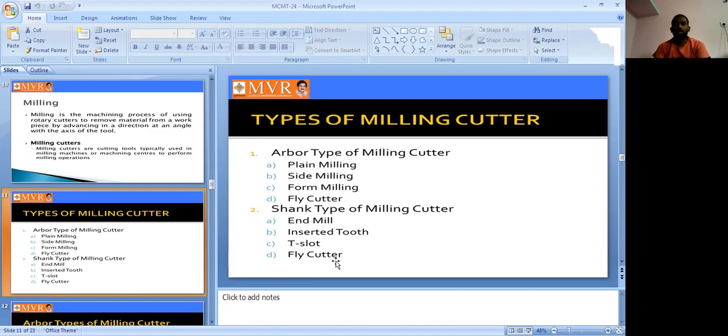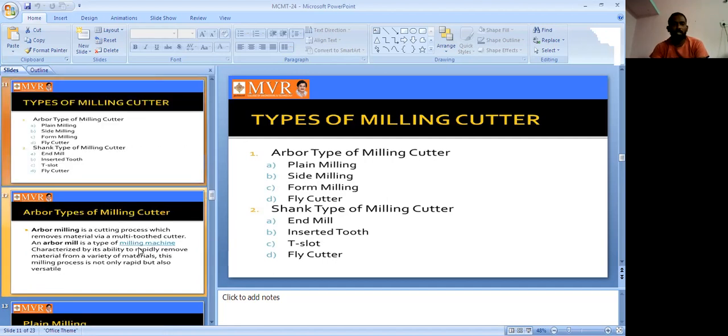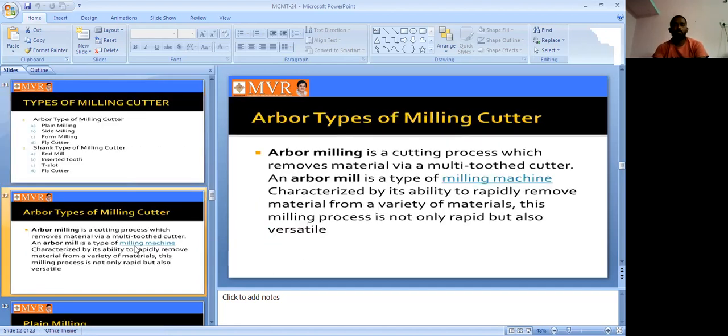By using the cutters, we can remove metal from the workpiece. Without a cutter, we cannot remove the metal from the workpiece. The cutter is very important. Based on the cutter only, we can do the machining operation. Without a cutter, we cannot do anything. First, we will see the arbor type milling cutter.